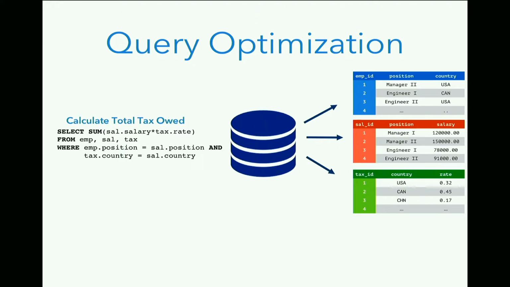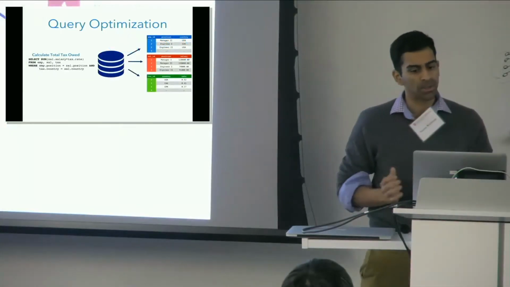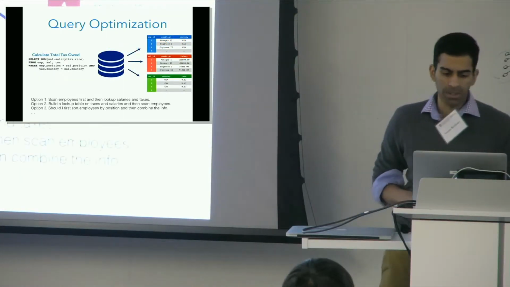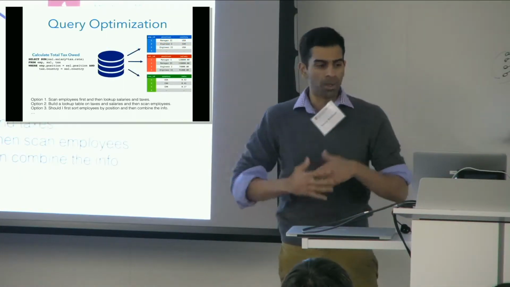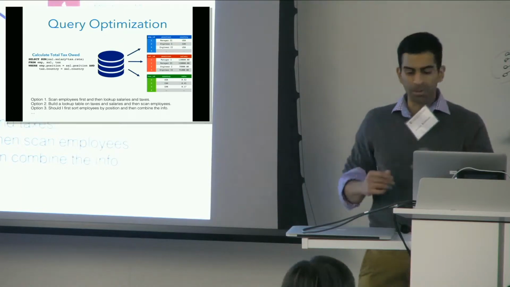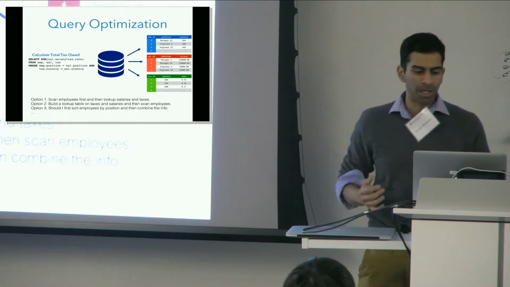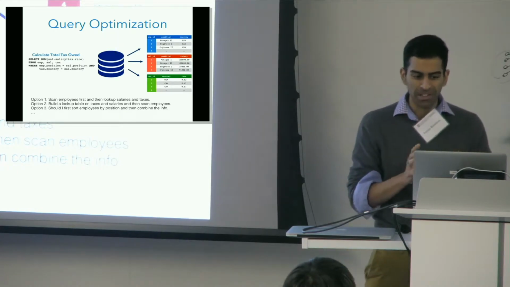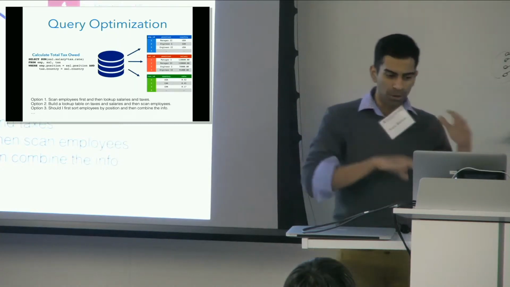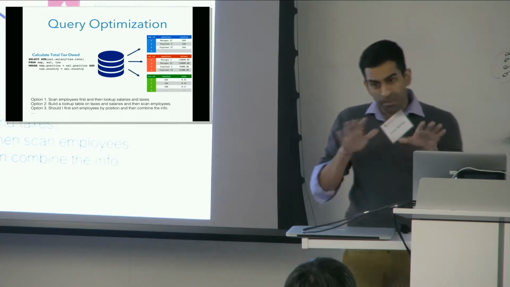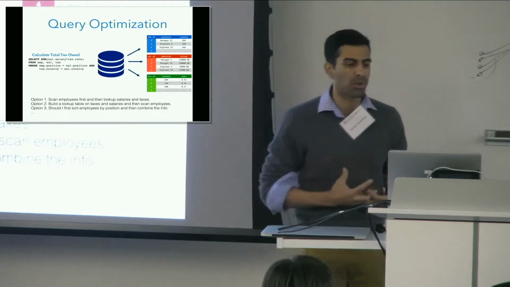Now the problem is that's really easy to say in English. The second that you go down to try to write code to answer this question, there are many different options, right? You could scan the employees table first and then build up a lookup table on the taxes and salaries and merge those in, or build a lookup table on taxes and salaries, the Cartesian product of that, and then scan the employees, or should I first sort the employees by their position and then combine the thing? There are all these different choices that you have.